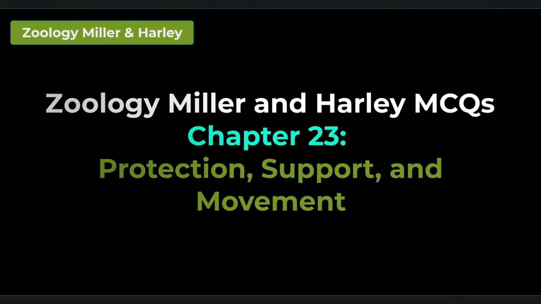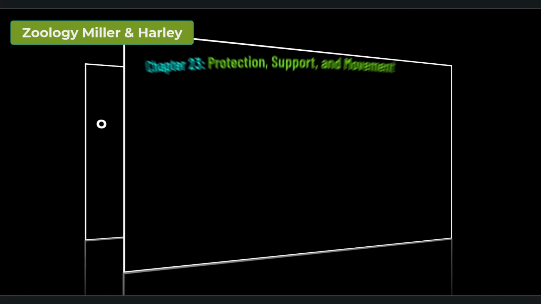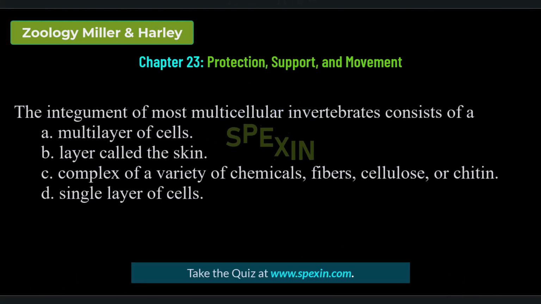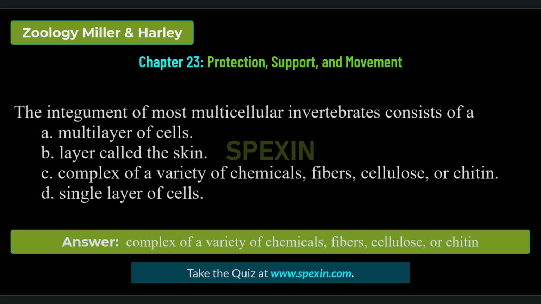Zoology Miller and Harley MCQs. Chapter 23. Protection, Support and Movement. Let's start. The integument of most multicellular invertebrates consists of a multilayer of cells, a layer called the skin, a complex of a variety of chemicals, fibers, cellulose or chitin, a single layer of cells. Correct answer: complex of a variety of chemicals, fibers, cellulose or chitin.